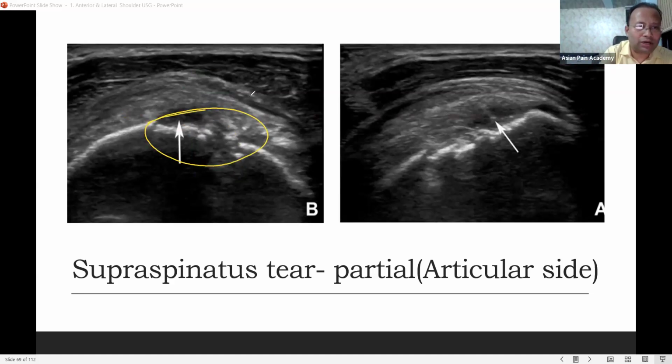Okay. And not only this tear, we can see some bony cortical disruption also. So this is the tear area, and this is the tear area with associated bony cortical disruption. This thing is common when an articular side tear is there. You will see a bony cortical disruption also will be there.